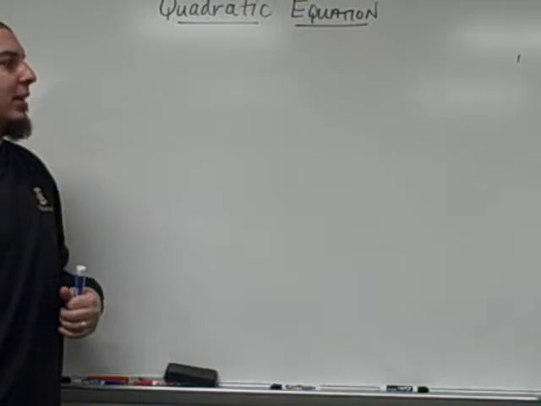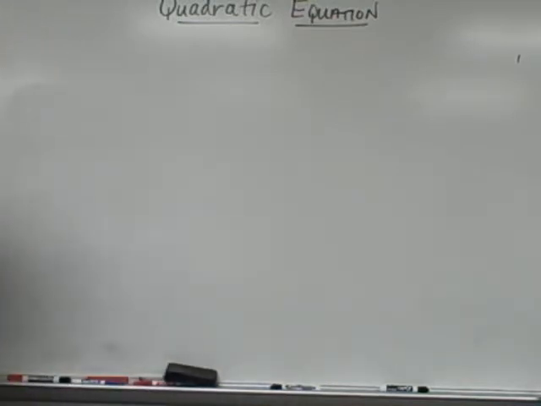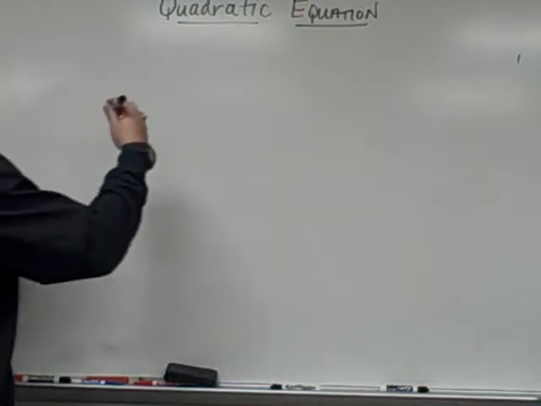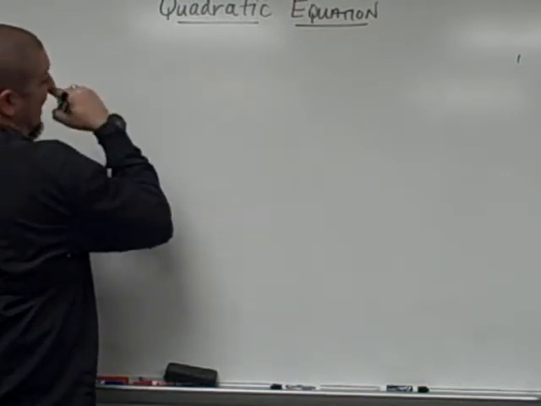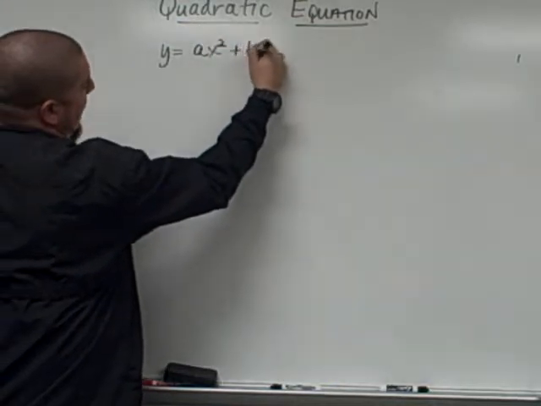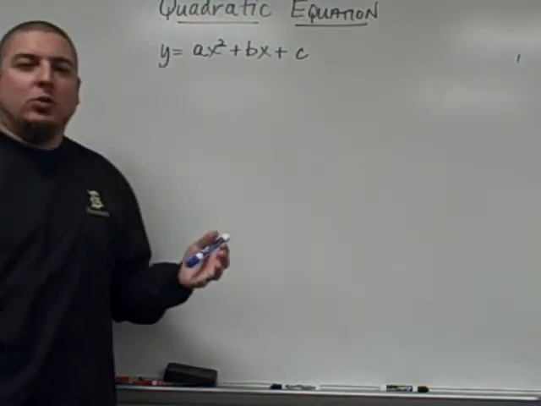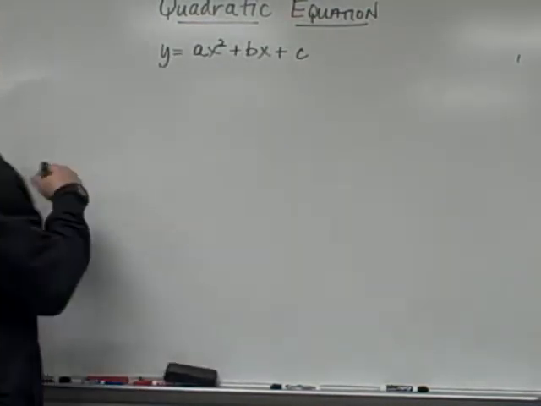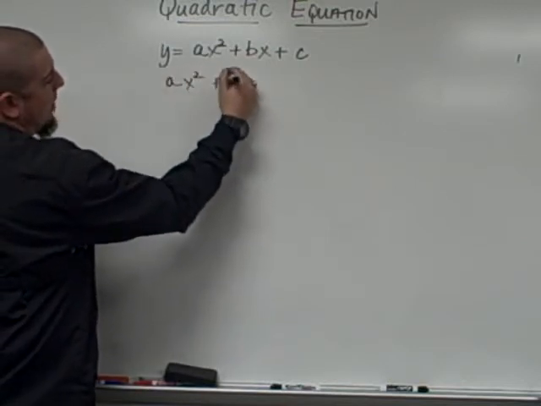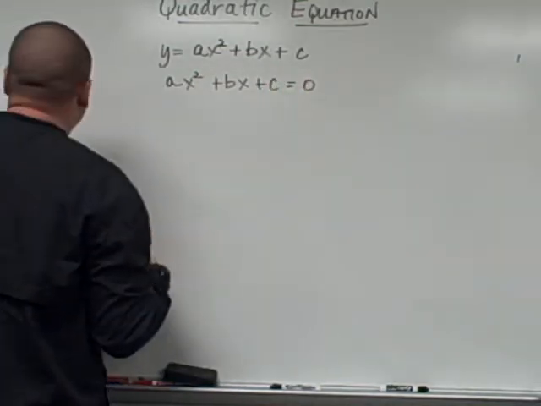We're going to talk about the quadratic equation. This is the new unit that we're starting into now. So let's go ahead and talk about that. Our standard quadratic equation, you can write it two different ways. Y equals ax squared plus bx plus c. That's how we graph that quadratic equation. If I wanted to solve my quadratic equation, I'd also do it in this format: ax squared plus bx plus c equals 0.